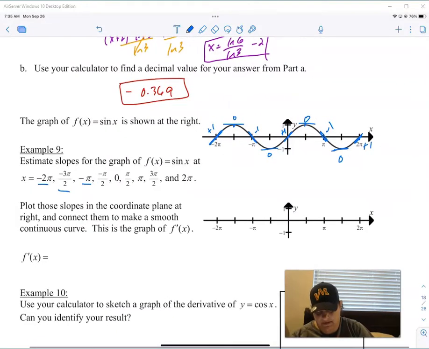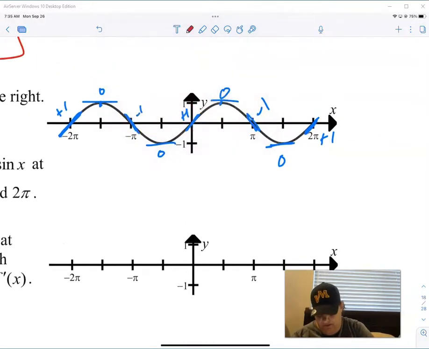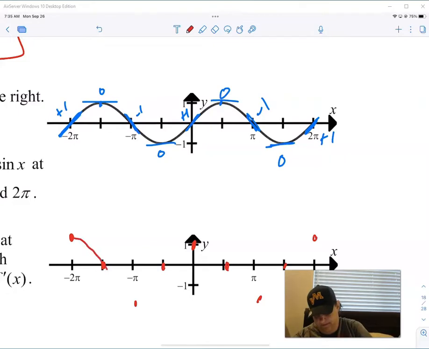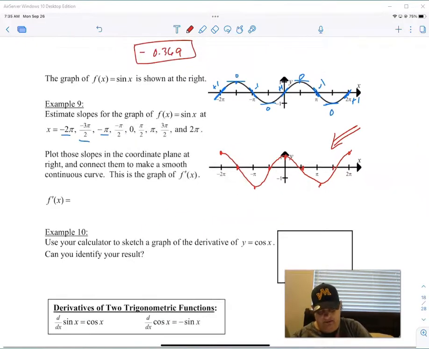Okay, it says, plot those points in the coordinate plane and connect them to make a smooth continuous curve. Alright, so check it out. So the slope here was 1. I'm going to go up to 1. And then it was 0. And then it was negative 1, 0, 1, 0, negative 1, 0. Okay, here we go. Any ideas what this graph is? So that is actually the graph of cosine x.